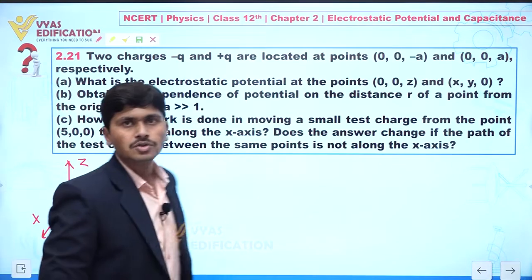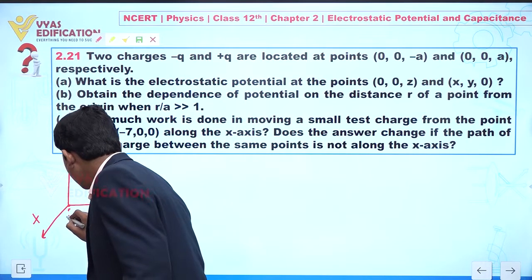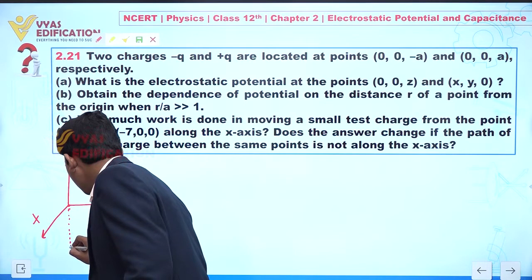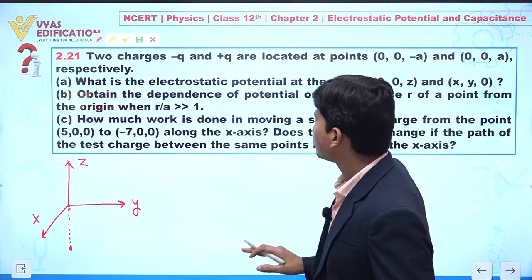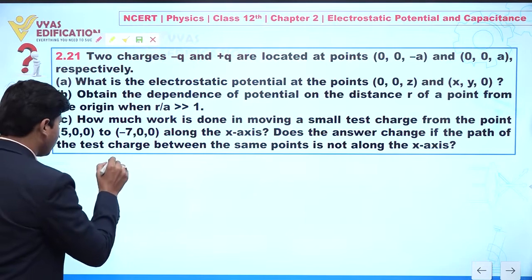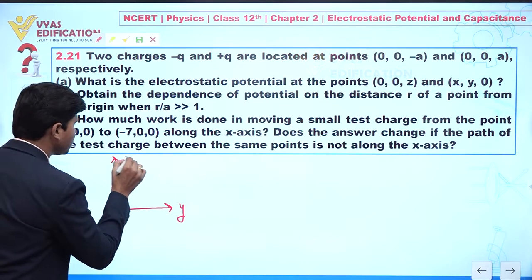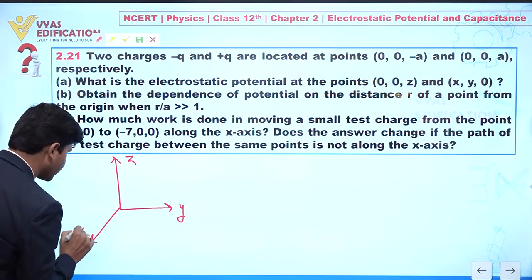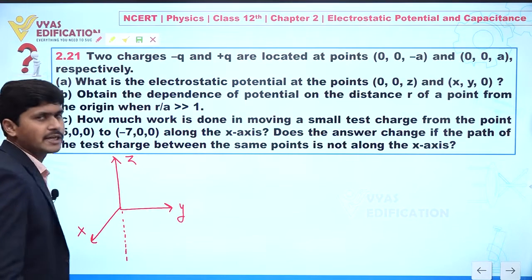Now we can say this is the negative z axis. If I draw this diagram here, it will be better for you. Let's suppose this is the y axis, this is the z axis, this is the x axis, and this is the negative z axis.